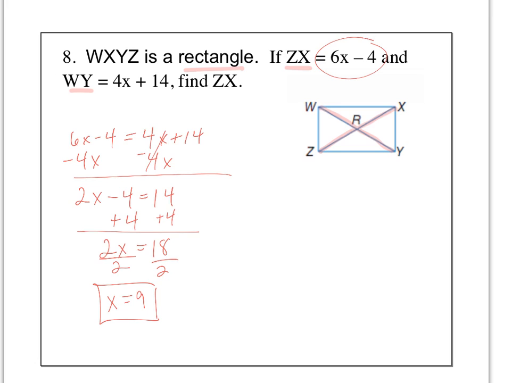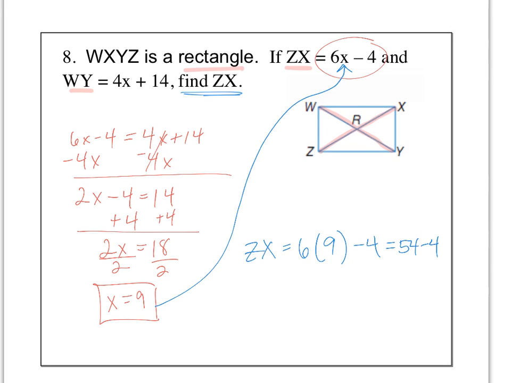But we are not done. Read the question carefully. It says find ZX. So we have to plug this back in right there. So ZX is going to equal 6 times 9 minus 4. Well, 6 times 9 is 54, so it's really 54 minus 4, which is 50. So 50 is your answer.